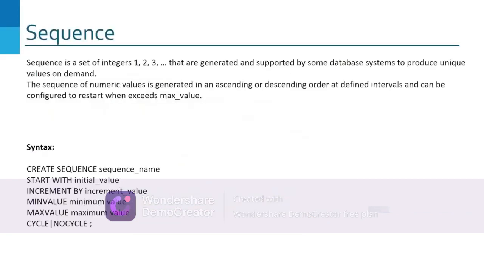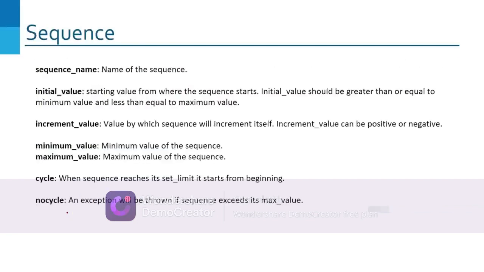Okay, let's move to the next one, which is sequence. If you want to create a set of integers like 1 2 3, which is automatically generated and supported by many database systems, we can use a sequence. How do we do that? Create sequence, sequence name, start with the initial value, the first value, whether you want it to be 0, 2, 4, 10, whatever. Increment by how much you want to increment, by 2, by 1. What the minimum value should be, what the maximum value should be. Cycle or no cycle means whether the sequence of integers will repeat or not repeat. A very descriptive piece of information about all those things.